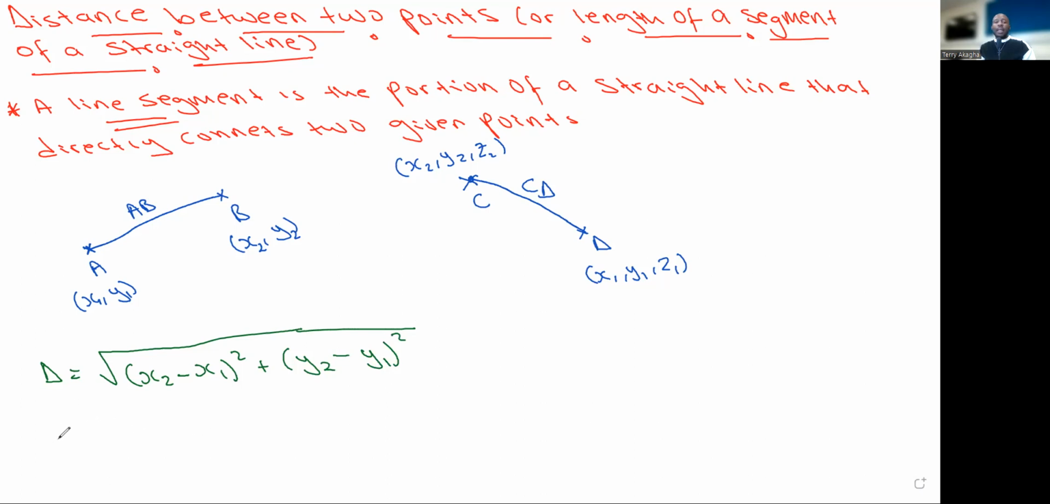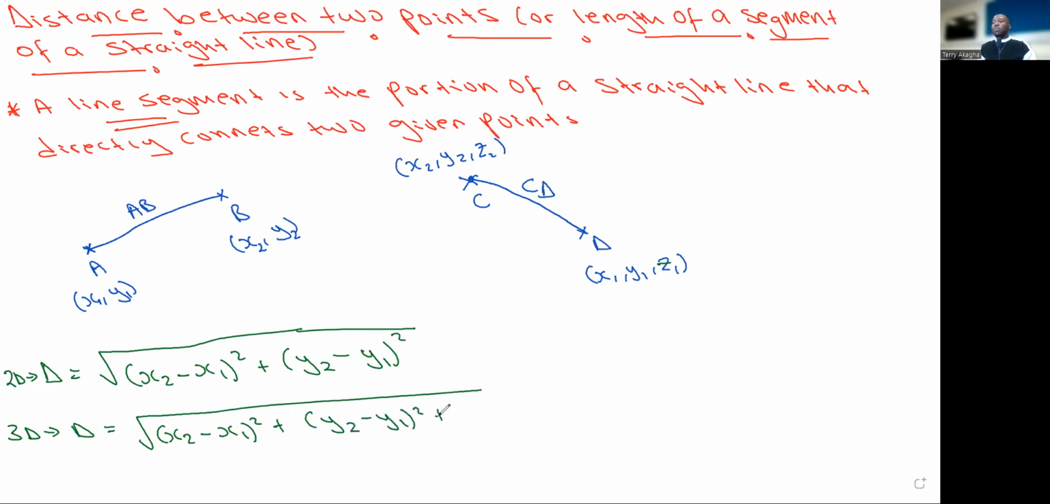Now, if it's three-dimensional, the distance is going to be exactly the same thing. It's just that you're going to add a z component to it. Is that okay? So it's going to be (x2 minus x1) squared plus (y2 minus y1) squared plus (z2 minus z1) squared, all under the square root.